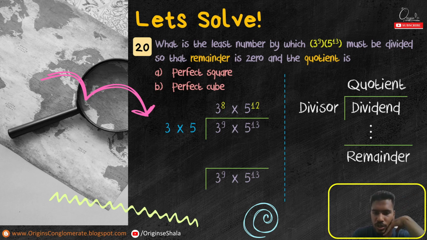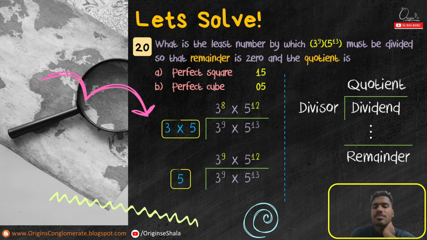Similarly, for making it a perfect cube, already for 3, 9 is a multiple of 3. But what about 5? Again, it has to be 12. So I only need to take care of 5 now. That's why I will divide it by 5. So our answers are 15 and 5. I'm sure this was quite easy. If you know the meaning of these terms, that is the bare minimum requirement for solving these kinds of questions.